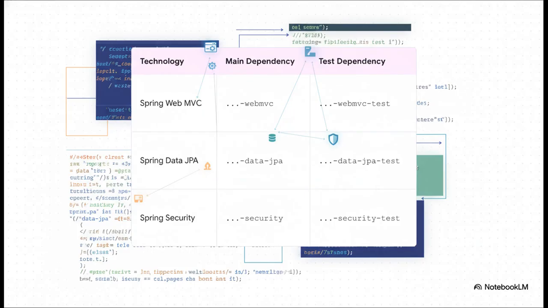This table shows exactly how this new pattern works. You can see it, right? If you're building a web app, you grab Spring Boot Starter Web MVC. Then, for your tests, you add Spring Boot Starter Web MVC Test. It's the same simple pattern for everything, whether you're using Spring Data JPA or Spring Security.